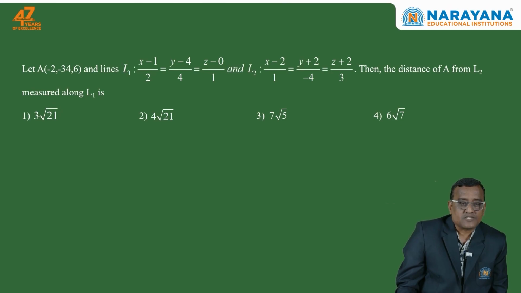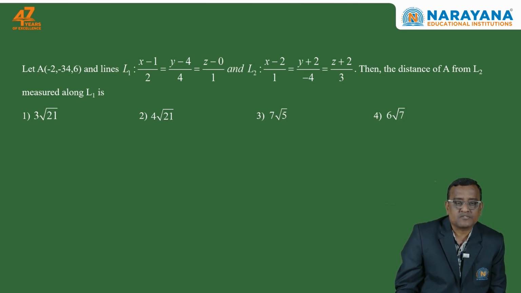So coming to the next question. Let A be (-2, -34, 6) and lines L1: x minus 1 by 2 is equal to y minus 4 by 4 is equal to z minus 0 by 1, and L2: x minus 2 by 1 is equal to y plus 2 by minus 4 is equal to z plus 2 by 3. We want the distance of A from L2 measured along L1.